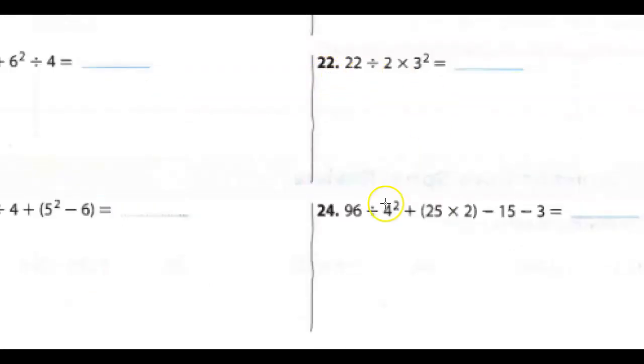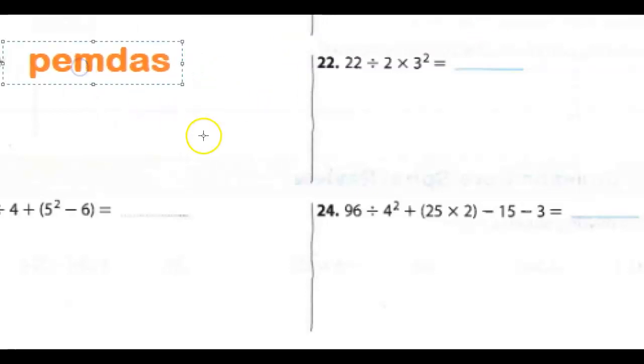All right, I'll work out 22 and 24 for you guys. So 22 says 22 divided by 2 times 3 squared, right? So remember PEMDAS. I'm going to write it out again, PEMDAS. Oh, you guys can't see where I wrote it. Sorry. So PEMDAS, got it right here, right? I'm going to erase all this fun stuff.